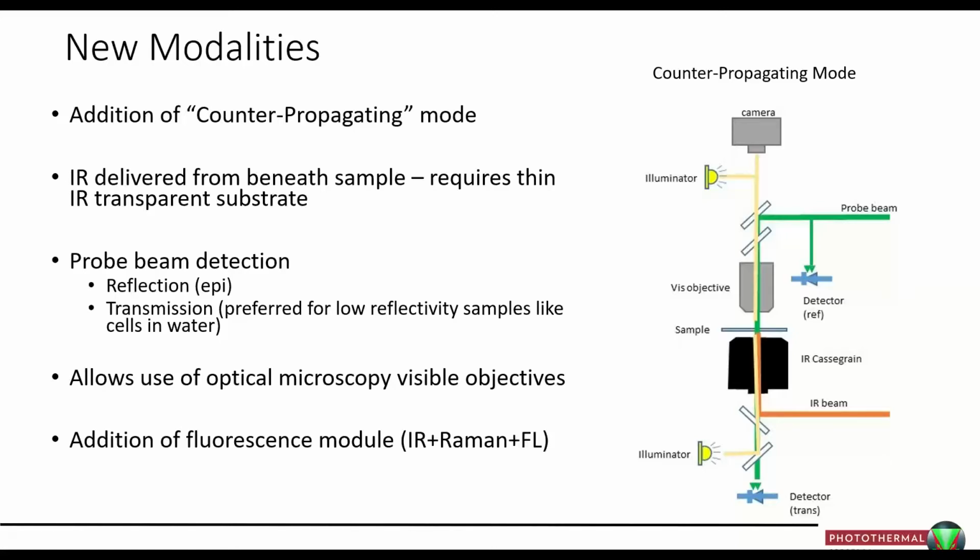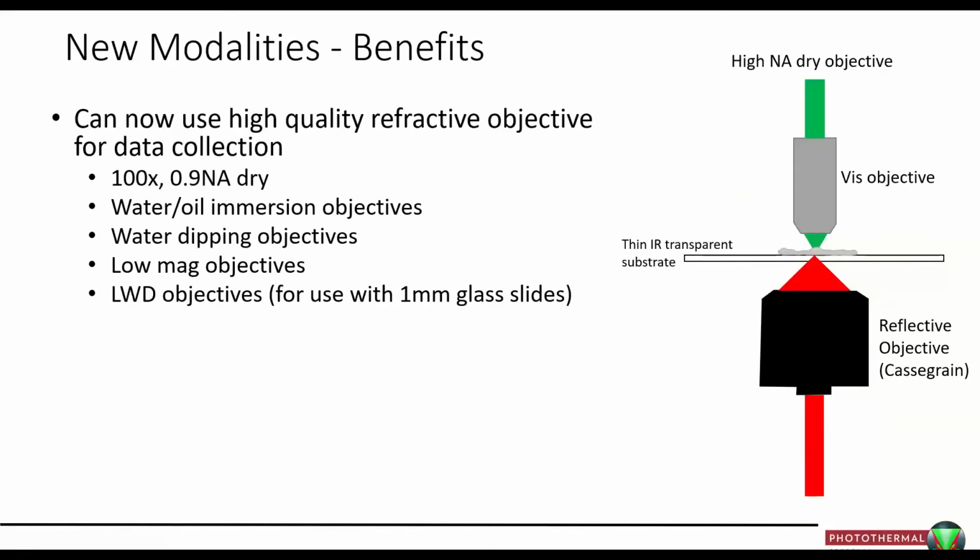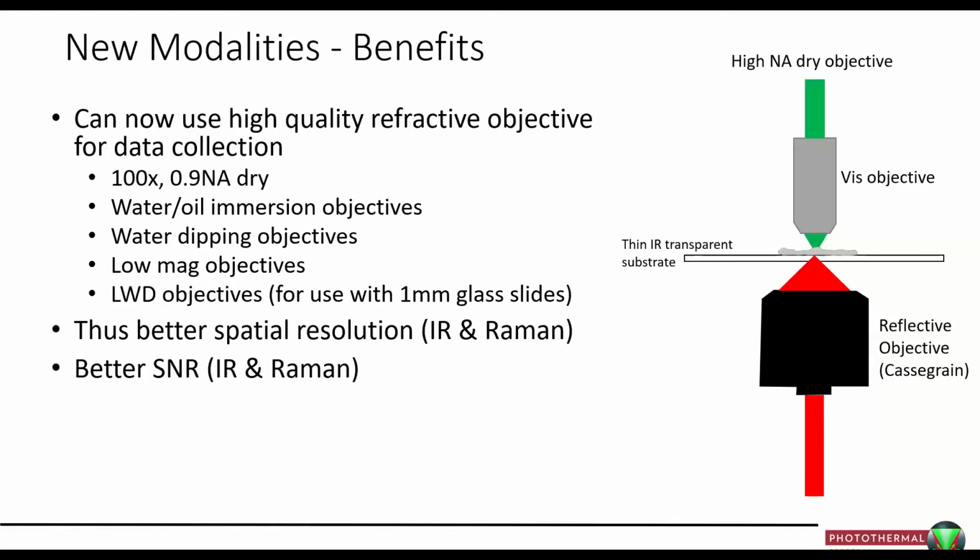And we've also added a fluorescence module, and that gives you that tri-modality. We're already bi-modal, infrared and Raman, and now we've got fluorescence on top. Right. So, as I said, infrared from the bottom, thin substrate, some sort of cellular tissue on top. What that means now, you can use really high quality objectives, 100x, you could use oil immersion, water dipping objectives, long working distance objectives. It really opens up the world of possibilities. Right? It gives you better spatial resolution, gives you better signal to noise. These glass objectives have a lot more throughput, and just better imaging overall.